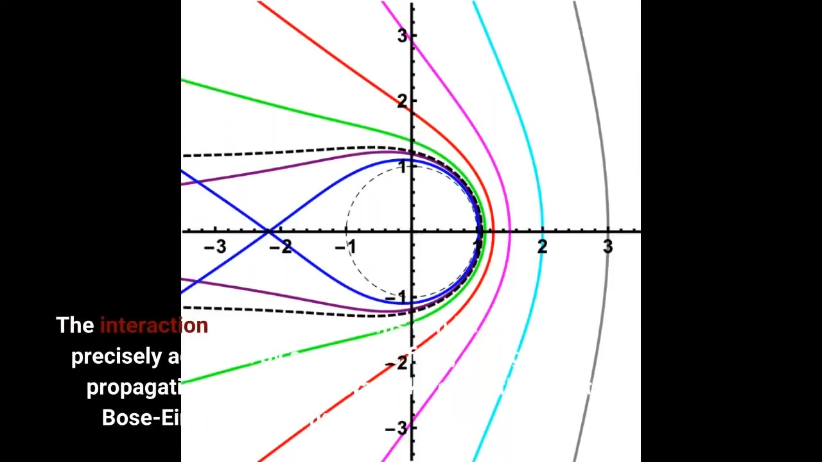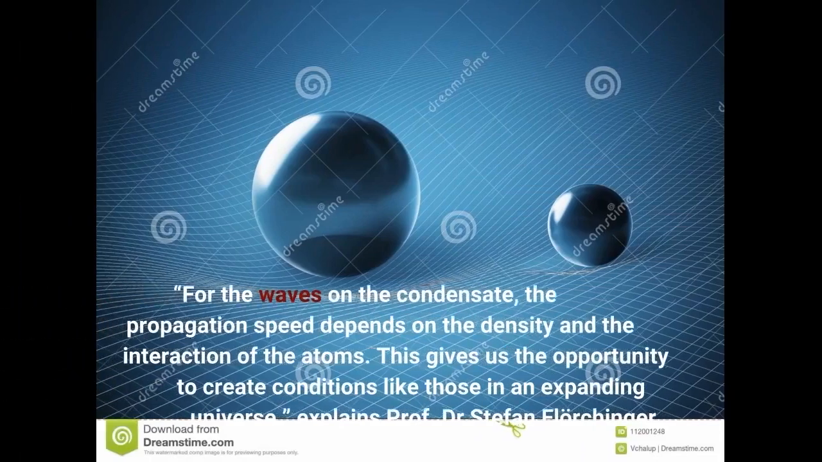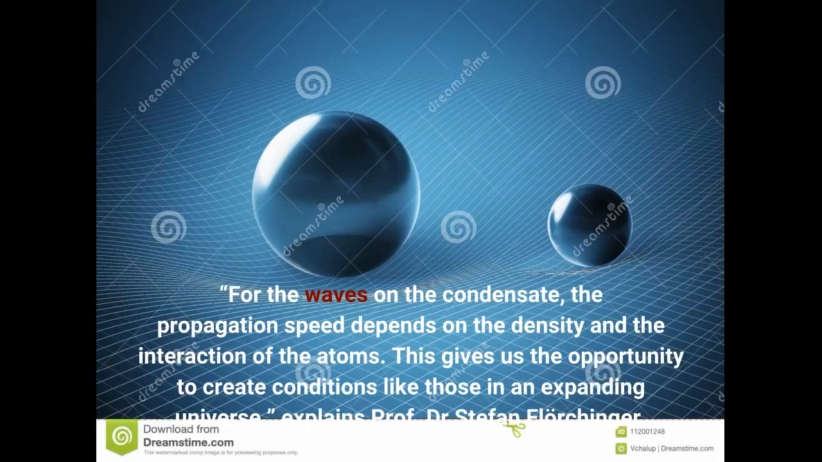The interaction between the atoms can be precisely adjusted by a magnetic field, changing the propagation speed of the wave-like excitations on the Bose-Einstein condensate. For the waves on the condensate, the propagation speed depends on the density and the interaction of the atoms. This gives us the opportunity to create conditions like those in an expanding universe, explains Professor Dr. Stefan Florchinger.